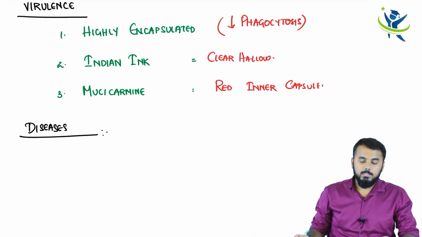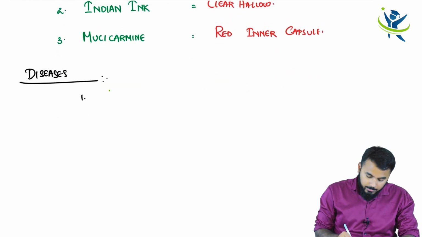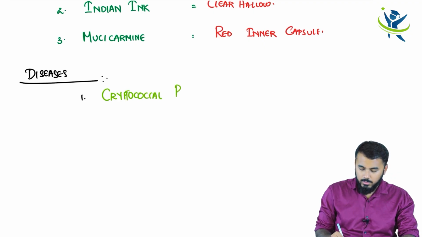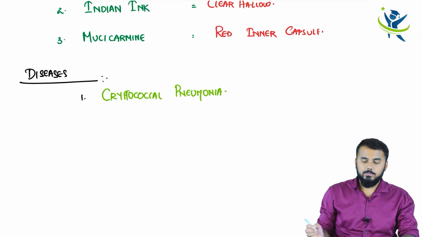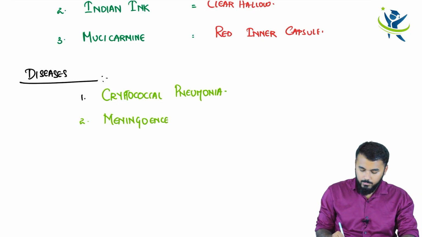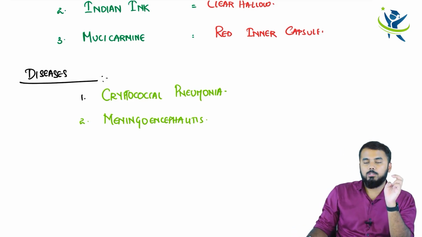Now let us see what are the diseases that are caused. The first important disease is cryptococcal pneumonia. Cryptococcal pneumonia is the first disease. And the second important disease is meningoencephalitis, very very important. This will be the second important disease that is caused by Cryptococcus neoformans.